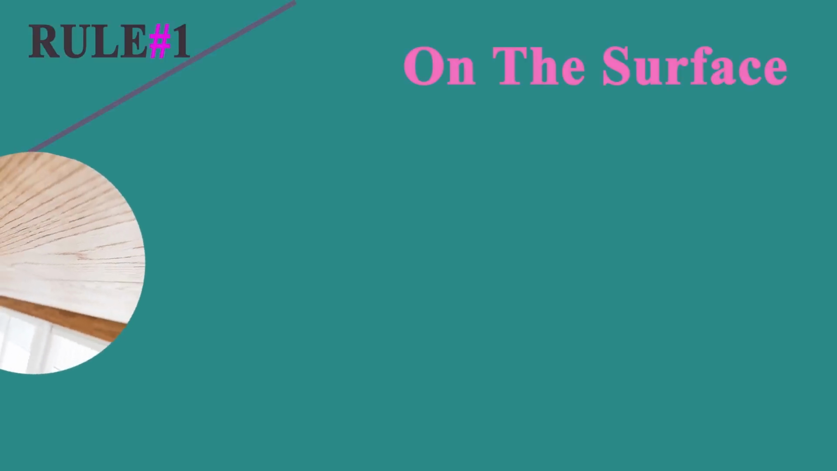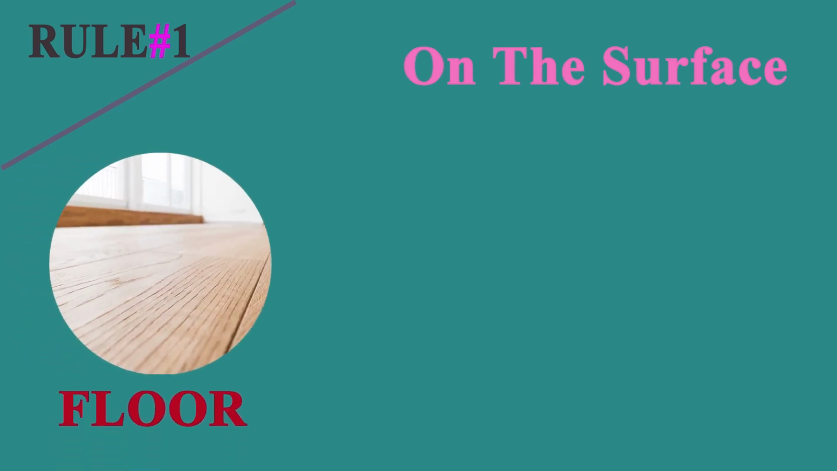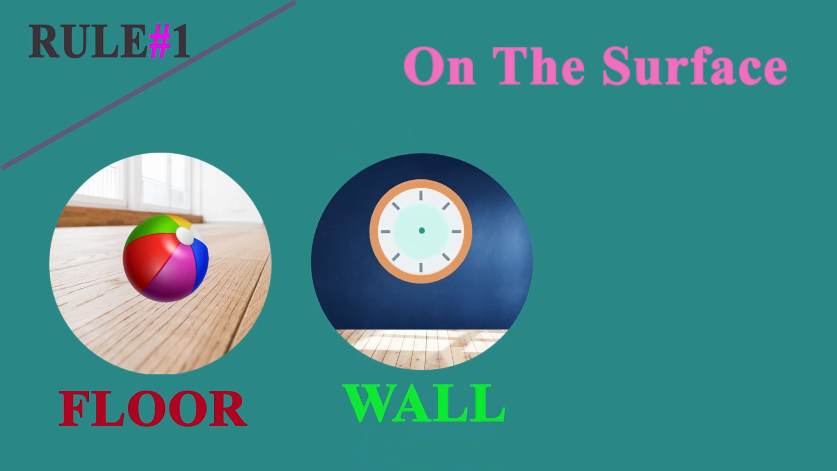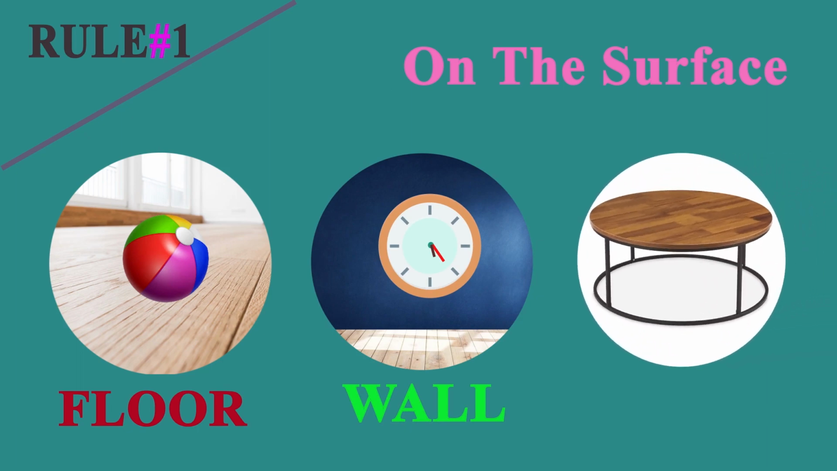So we will take some examples. In case of the floor, this ball is on the surface. Or the clock is on the wall, because this clock is on this surface. This apple is on the surface of the table, so we will say the apple is on the table.